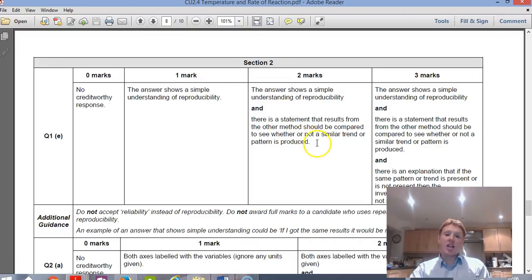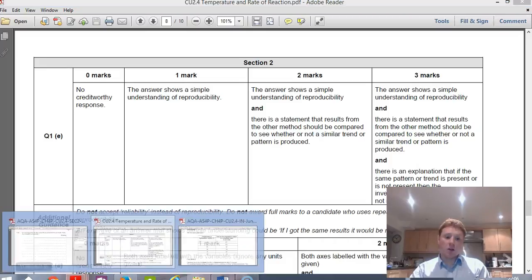Then you need to compare to see whether there is a similar trend or pattern. And then you need to say, if there is a similar trend, it's reproducible. And if there isn't, it's not reproducible. So there you go. Quite straightforward.